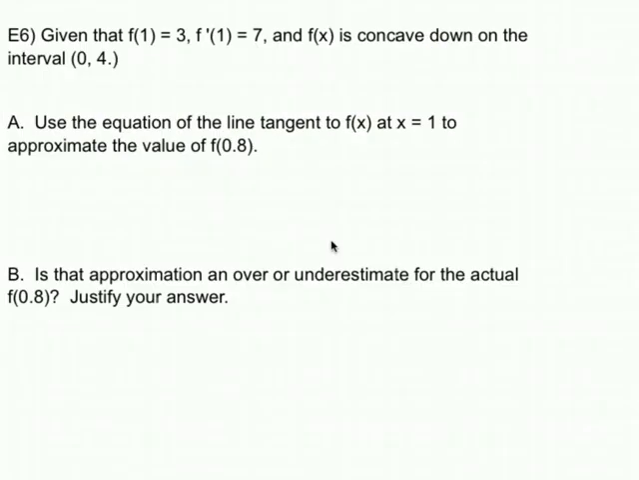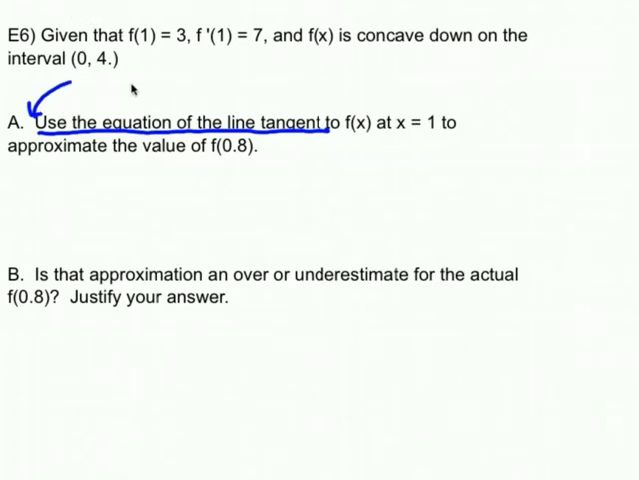All right. Okay, so for example 6, we're given that f of 1 is 3, f prime of 1 is 7, and that f of x is concave down on the entire interval right around that point. First we're asked to use the equation of a tangent line. Now notice this question is tricky. It's tricky because they say use the equation of the tangent line, but they don't actually ask you for the equation of the tangent line. So it's implied that you have to find it in order to do this problem.